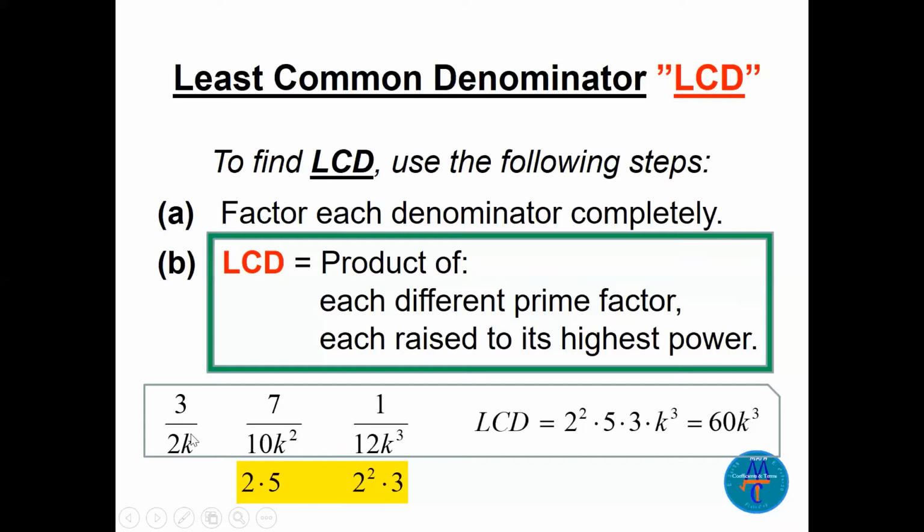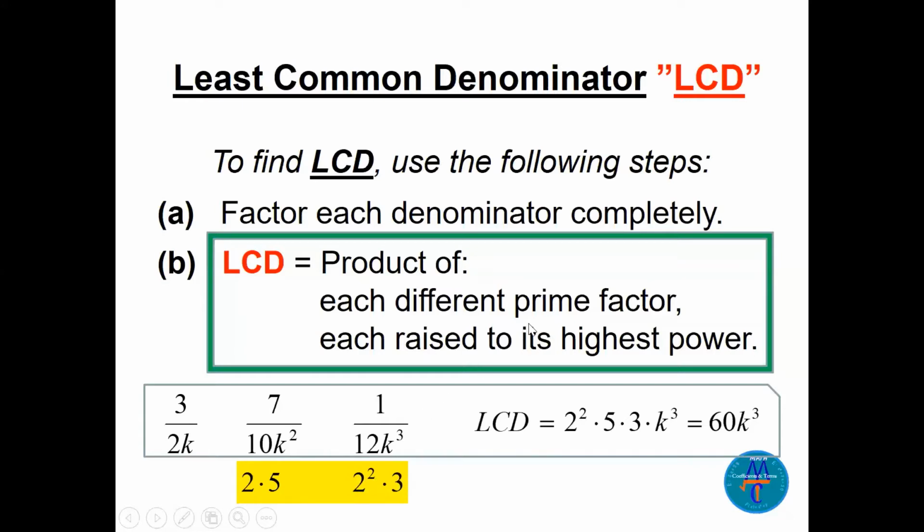Now first, before I do anything, I have to find the LCD. I don't care about the 3, 7 and 1, positive or negative. I look at 2k. 2 is prime, k is a variable, so we leave it. 10 is not prime, so we break it down: 2 times 5, k squared. We leave the k squared because it's a single k here.